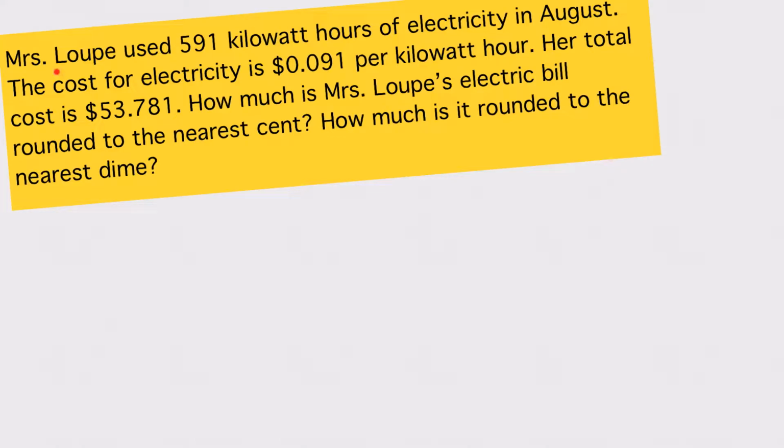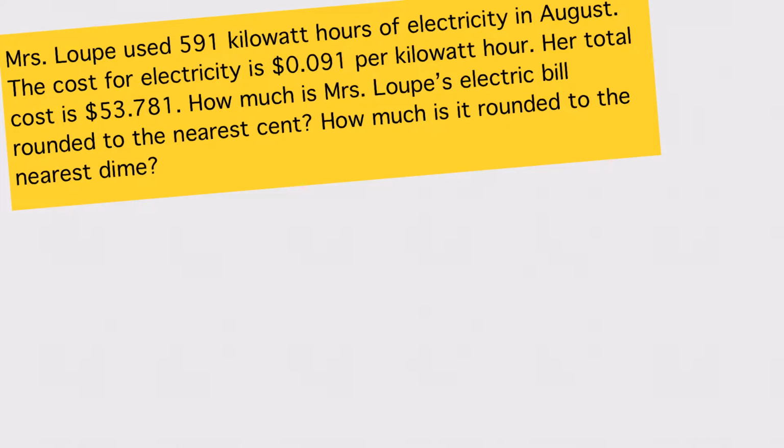Let's start over. Miss Loop used 591 kilowatt hours of electricity in August. The cost for electricity is 0 and 91 thousandths per kilowatt hour. Her total cost is $53 and 781 thousandths. Again, very weird. How much is Mrs. Loop's electric bill rounded to the nearest cent? How much is it rounded to the nearest dime?